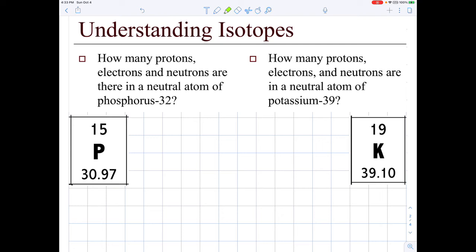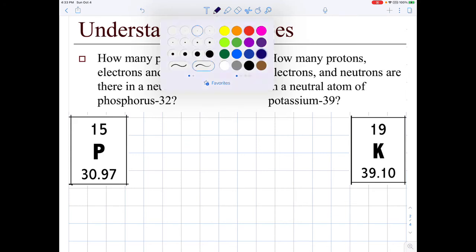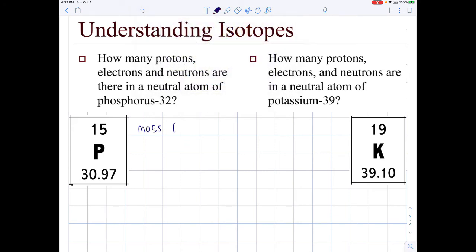See if you can pause the video and answer these questions. In addition to telling me how many protons, electrons, and neutrons, why don't you also identify for each one the mass number and the atomic number. So identify how many protons, how many electrons, how many neutrons, identify the mass number and the atomic number. In the first example, phosphorus-32. In the second one, potassium-39. To help you out, I've put in the video here the elements as you'd see them on our periodic table if you were to look them up. So pause the video and try to answer both of those two questions.